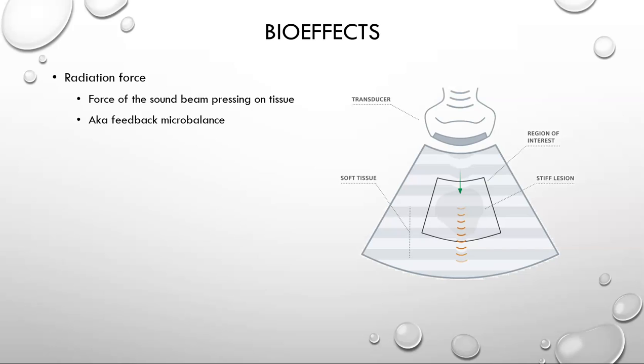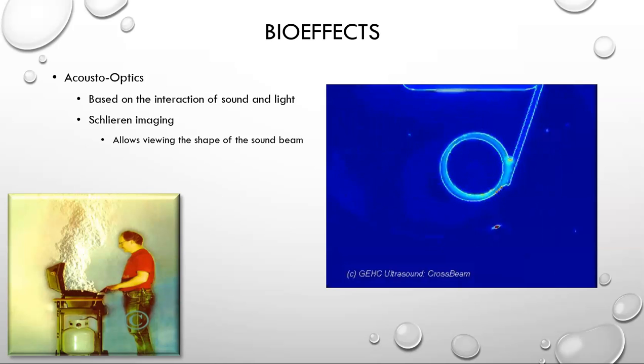Bioeffects can be caused by a couple of things, and one of them is the radiative force of ultrasound. This is literally the force of the sound pressing on the tissue. It's also known as a feedback microbalance. Acousto-optics are based on the interaction of sound and light. Here we see a Schlieren image, which allows the viewing of the shape of sound. There is some use of acousto-optics in imaging of the human body, though it's not become mainstream yet.